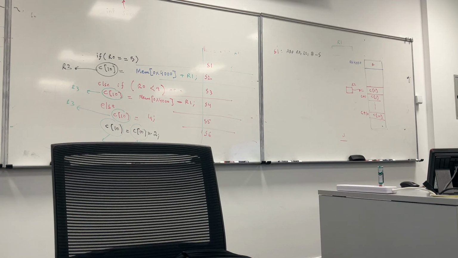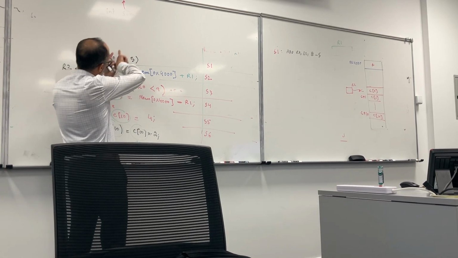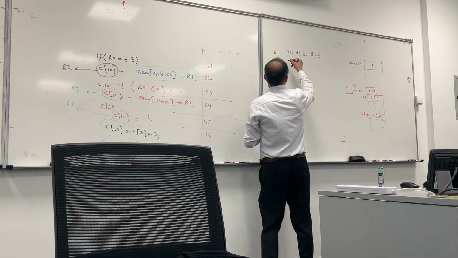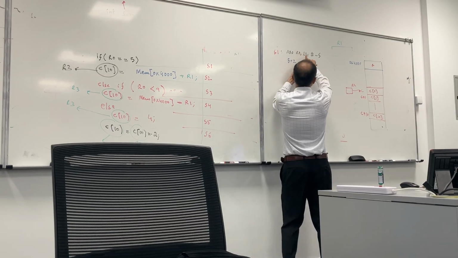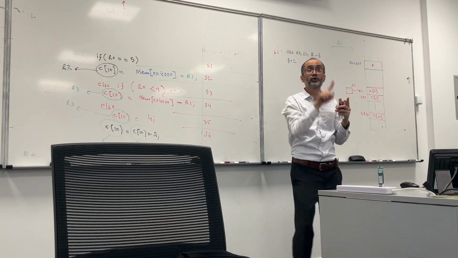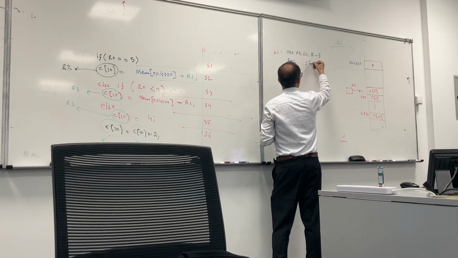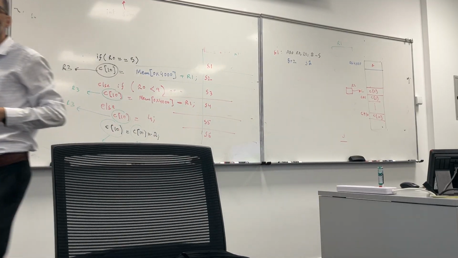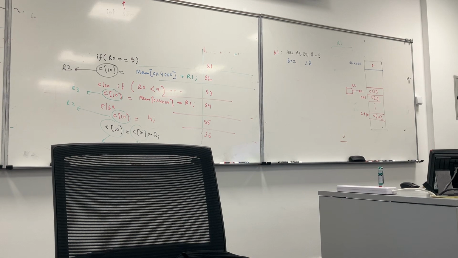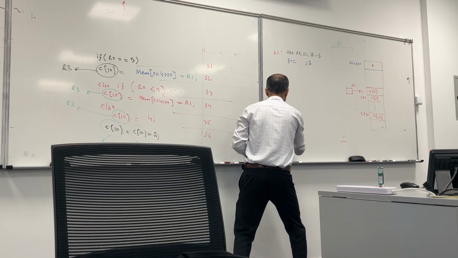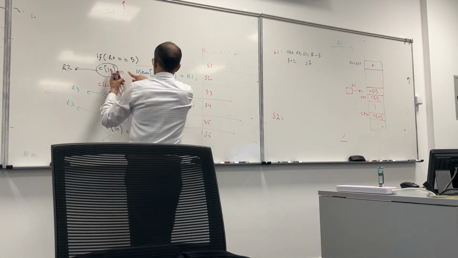Now we are in S1. We are comparing R0 with 5. If it's equal to 5, where should we jump? S2. So it means that if it is equal, BRZ. So BRZ means that if R0 is equal to 5, we should jump to S2. Any question? Clear or not clear? Okay, now we have S2 here. We will do it later on.